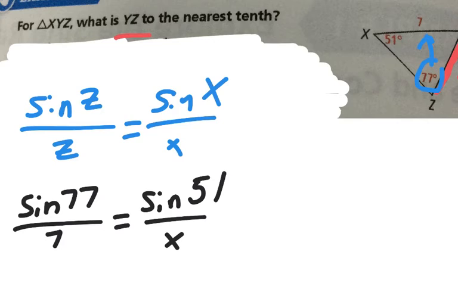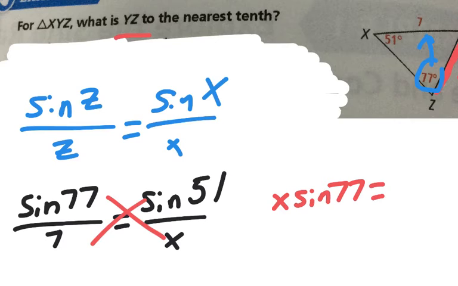So here's how we solve this. This is a proportion, a fraction equal to a fraction. When I have a fraction equal to a fraction, I'm going to cross multiply and set those two values equal. So x times sine 77 is going to give me x sine 77. And then 7 times sine 51, let's just leave that as 7 sine 51. Just like this.